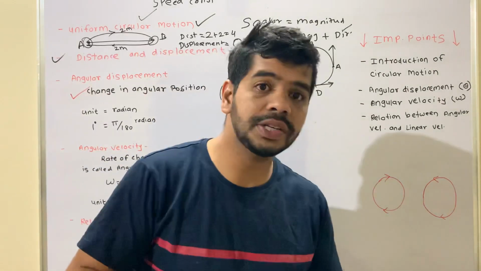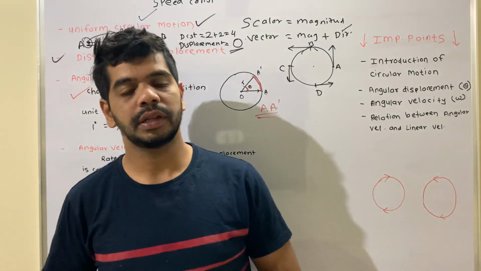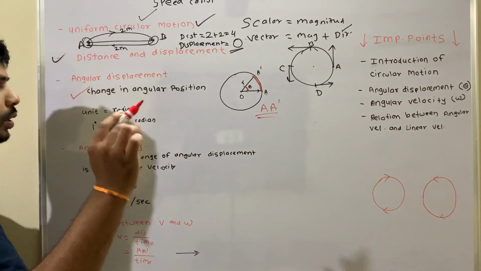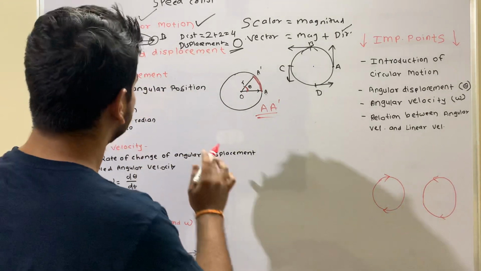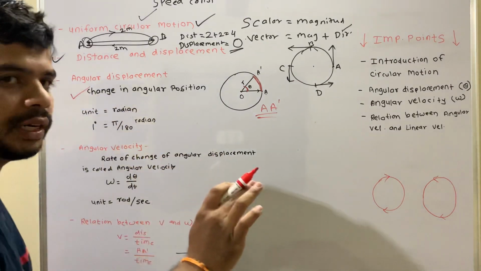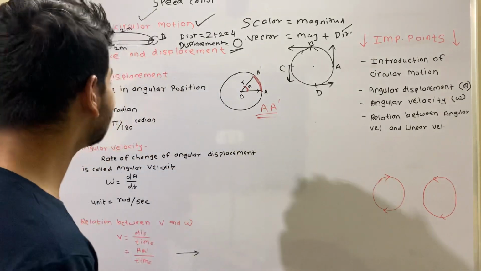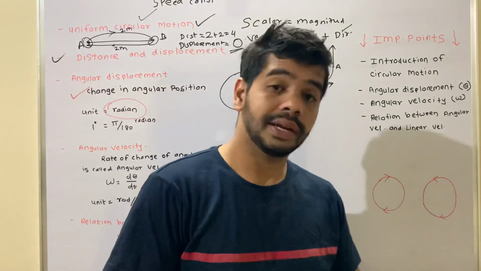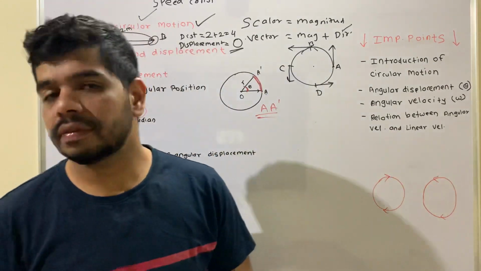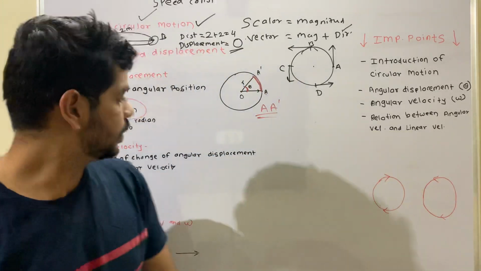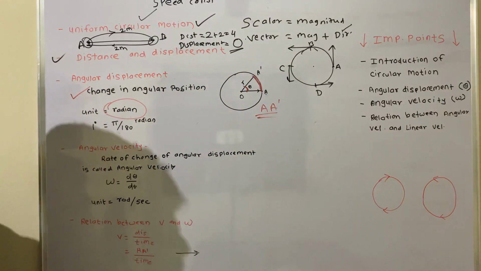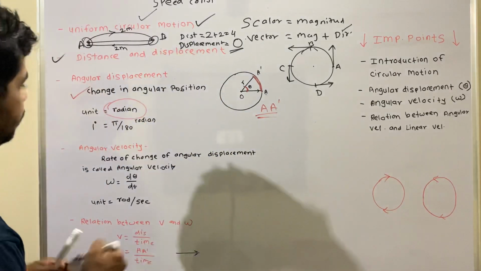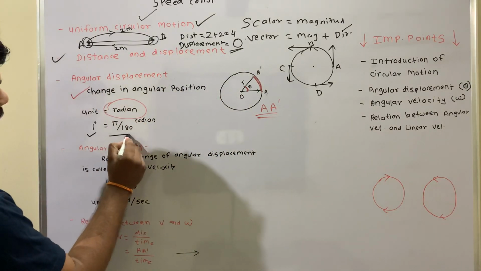So what is the unit of that angular displacement? The unit is theta. Sorry, it's not theta. Mostly we can convert it into theta, but mostly it is expressed in radian. So don't get confused about radian. What is the conversion then, sir? The conversion is like that. 1 degree is equal to pi by 180 radian.